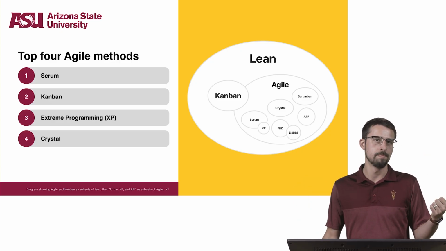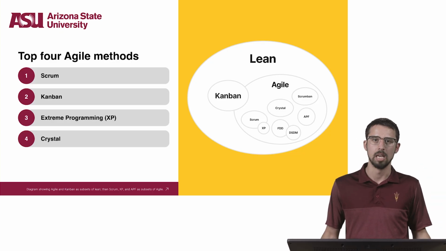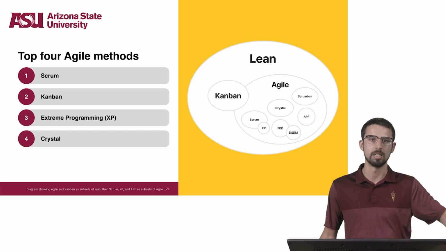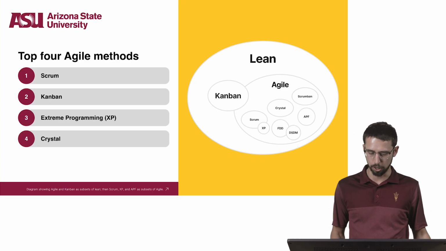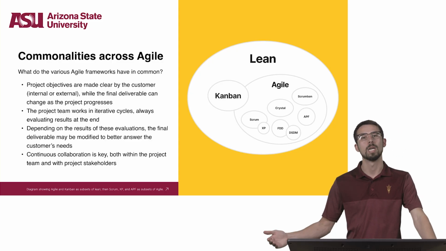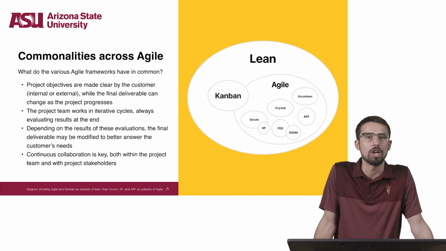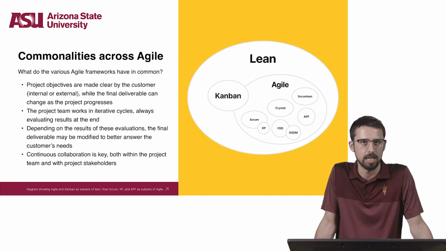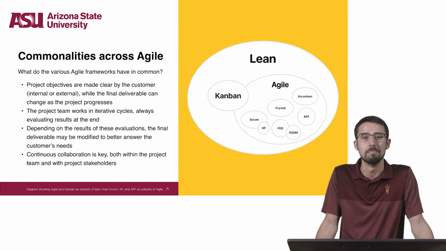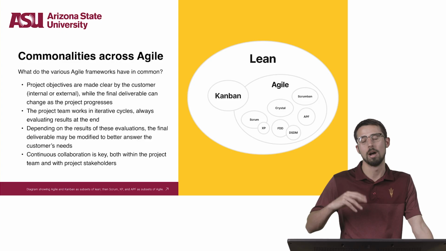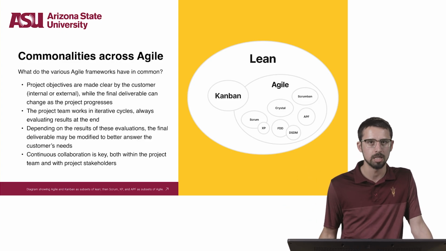So you have Scrum, Kanban, Extreme Programming, and Crystal. Again, we'll look at each of those in greater detail here, and we'll revisit them again in lecture 2.3. But first, what do these various Agile frameworks have in common? No matter the Agile method you choose for a project, and there are frameworks to help us do that, these features or commonalities will really just remain the same and remain true no matter what.